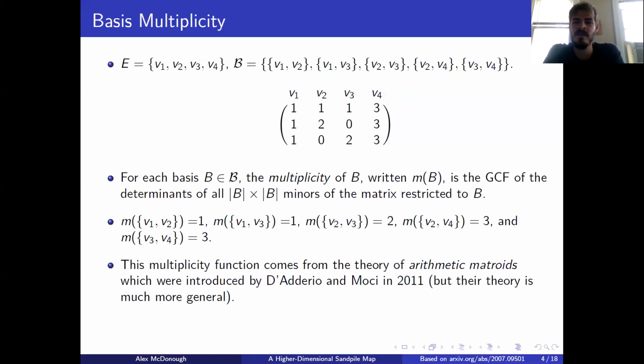But this idea of a multiplicity function is related to the theory of arithmetic matroids. It's sort of a baby version of it in a very particular case. Arithmetic matroids can be a lot more general and aren't necessarily representable. And they actually give some multiplicity function to every subset, not just the bases. But this is related to the most specific definition when you're working with arithmetic matroids.